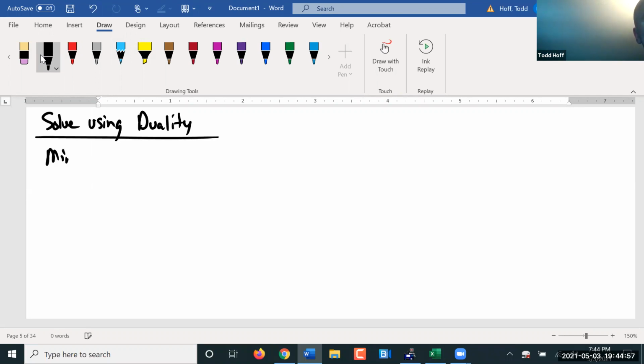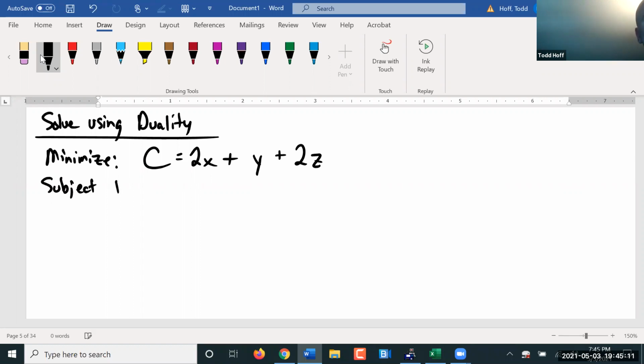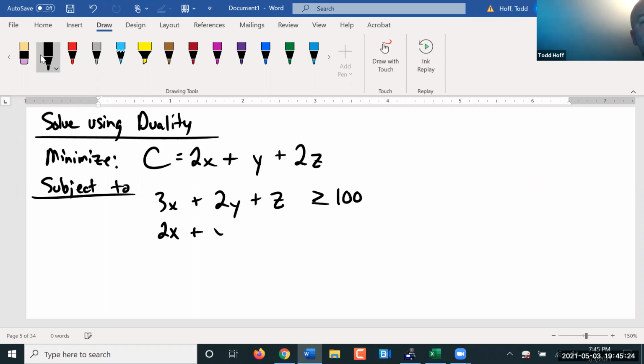I'm going to minimize cost equals 2x plus y plus 2z, subject to 3x plus 2y plus z greater than or equal to 100, and 2x plus y plus 3z is greater than or equal to 200.